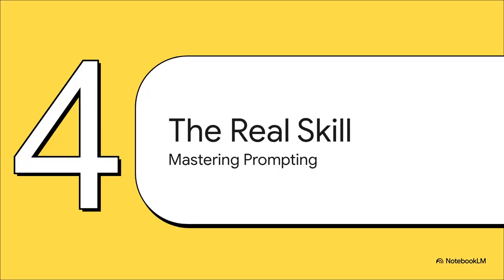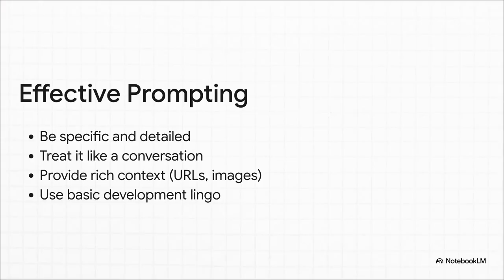So in this new world of vibe coding, your success depends a lot less on knowing perfect syntax and way more on how well you can communicate your ideas to the AI. This is the new craft you have to master. And to get the best results, you really have to learn how to communicate effectively. Don't just give it a single command. Treat it more like a conversation. Give it rich context. You can literally paste a URL to documentation or even upload a picture of a design you like. And yeah, learning just a little bit of the basic dev lingo can make a huge difference.